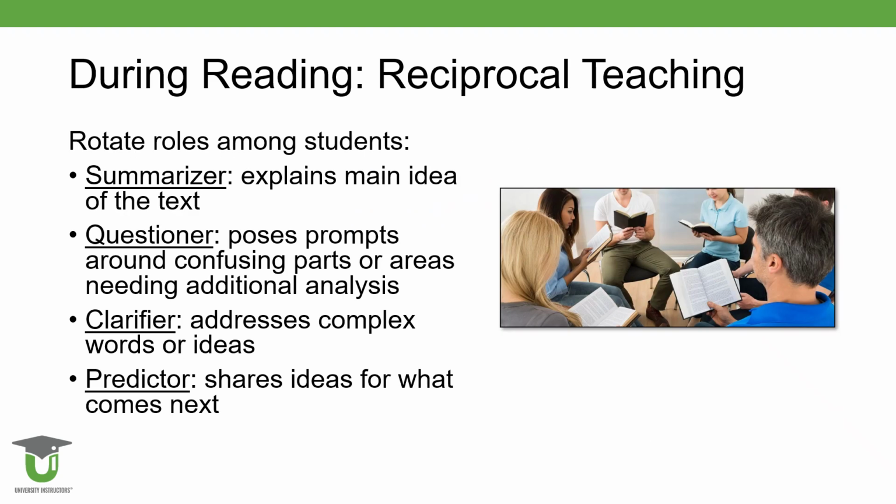Reciprocal teaching is a collaborative reading strategy where students are placed in small groups and assigned one of 4 roles, which they rotate throughout. First, the summarizer explains what the text is about, then a questioner asks questions about confusing or interesting parts, the clarifier addresses tricky words or ideas, and the predictor guesses what might come next. The strategy builds comprehension and discussion skills while giving students structure and ownership of their learning.